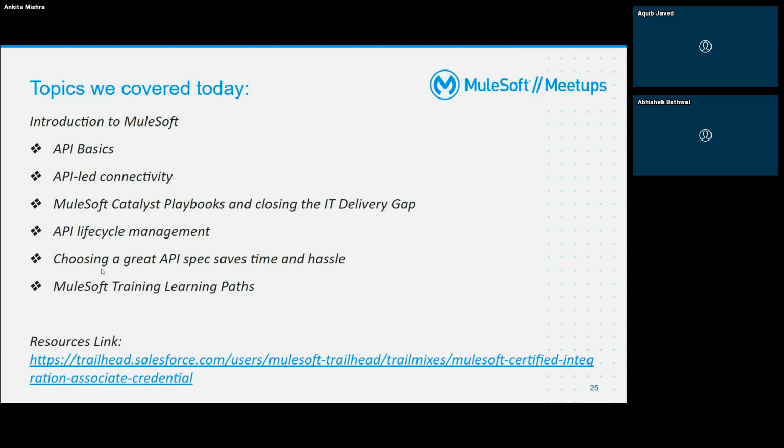We have understood how API specification is important in saving time and hassle, because API lifecycle management starts from the design phase. In the design phase, if your API specification is valid and thorough, the development and deployment phases are easier. And the MuleSoft training learning part, this is something I'll take you through on Trailhead.